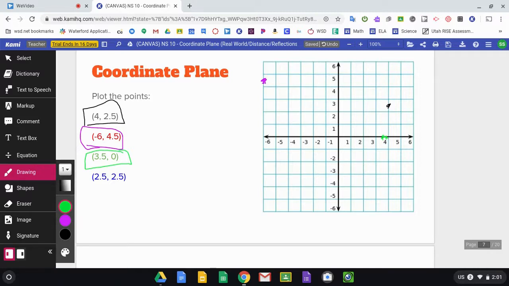Okay. And the last one, 2.5 positive, 2.5 positive. To the right 2.5, up 2.5. So I'm going to be right in the middle. Whoop. Let me erase some of that. Maybe right in the middle of a box on this one. And that's okay. We don't always have to plot a point right on the corner of things. Sometimes points can show up in the middle. All right, how did you do? I hope you did great. If not, go ahead and pause, erase what you did, and try it again now that you know.